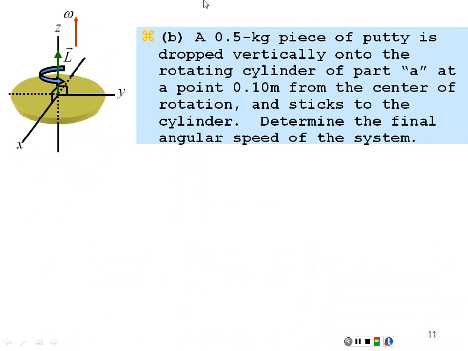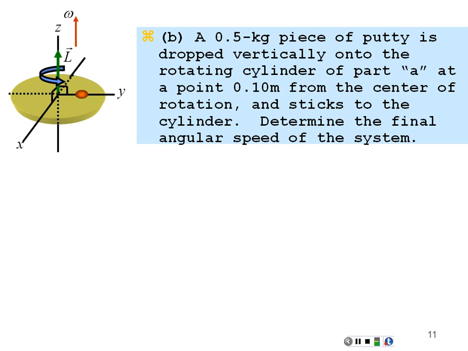A 0.5 kilogram piece of putty is dropped vertically onto the rotating cylinder of part A at a point 0.1 meters from the center of the rotation. It's going to come down about midway between the center of the disk and the perimeter. Determine the final angular speed of this system.